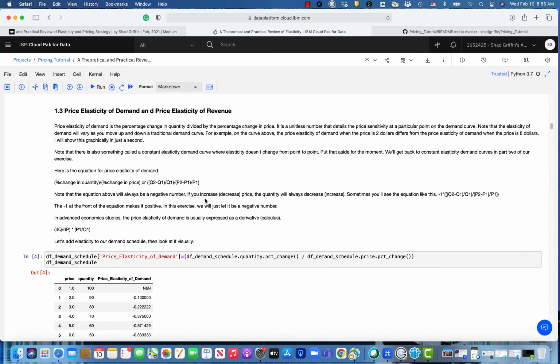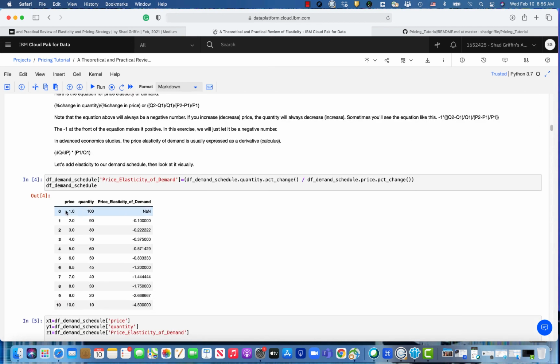Another concept is price elasticity of demand and price elasticity of revenue. Price elasticity of demand is just the percentage change in quantity from a percentage change in price. The price elasticity of revenue is the percentage change in revenue from a percentage change in price. You can calculate it here by taking the percentage change from each data point in your demand schedule and then come up with a price elasticity of demand.